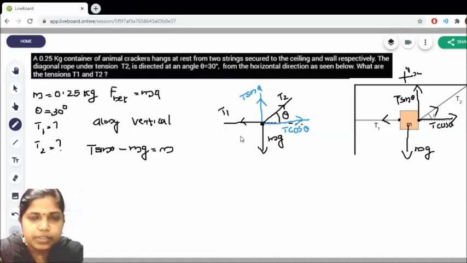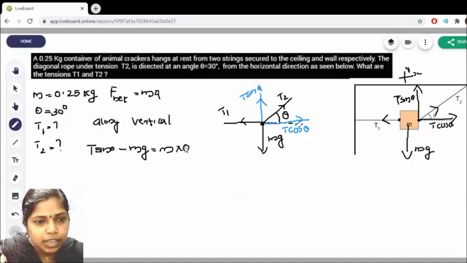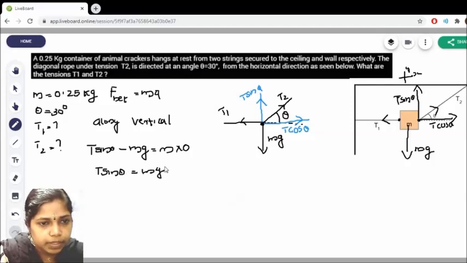Whether the object is having any acceleration along the vertical direction? No. Along the vertical direction and also along the horizontal direction, the object is not having acceleration. With the help of two strings, we made the object stationary. Right. So there is no acceleration along the vertical direction. So we can write T sin theta is equal to mg. And here this T is T2, T2 sin theta, T2 cos theta. Right. So T2 sin theta equal to mg. Let this be equation number 1.